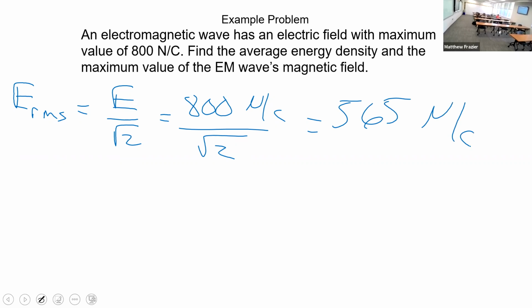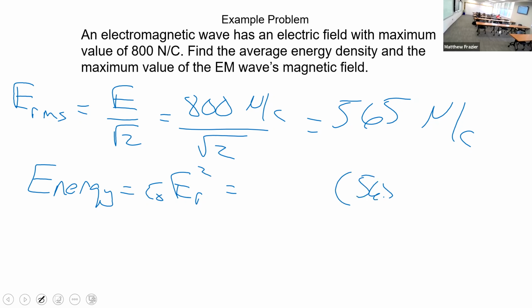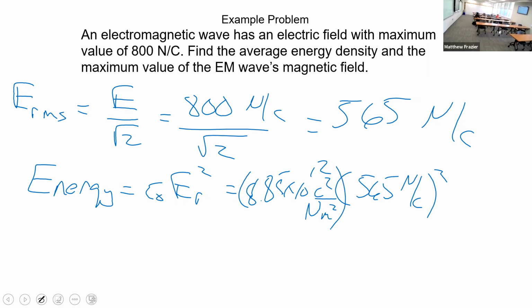All right. So now the energy causes the electric field squared. So, Coulomb squared per Newton meter squared. So if we look at that, we will have a Newton on top. We'll have the Coulomb squared cancel out completely. We will have a meter squared, and then we'll have a number.